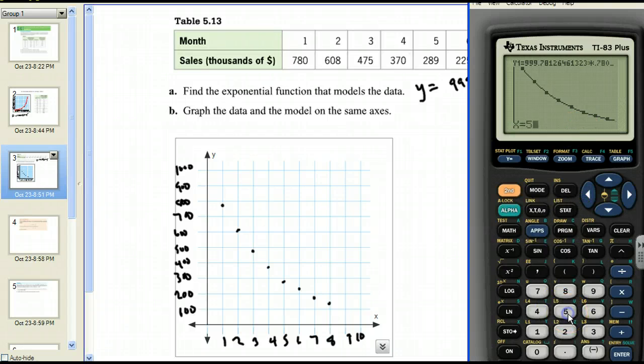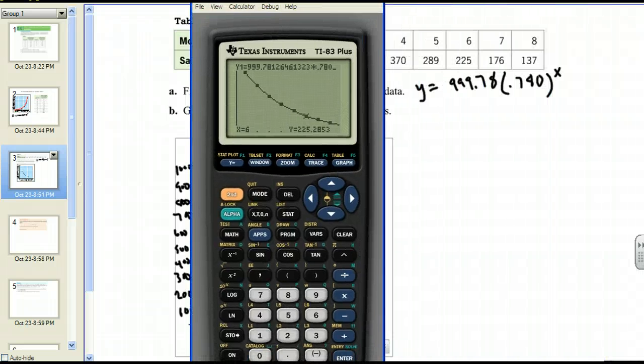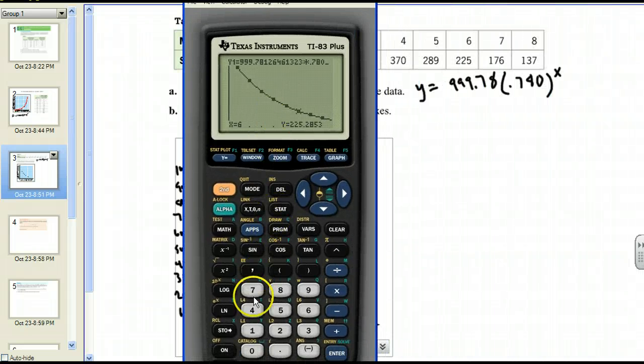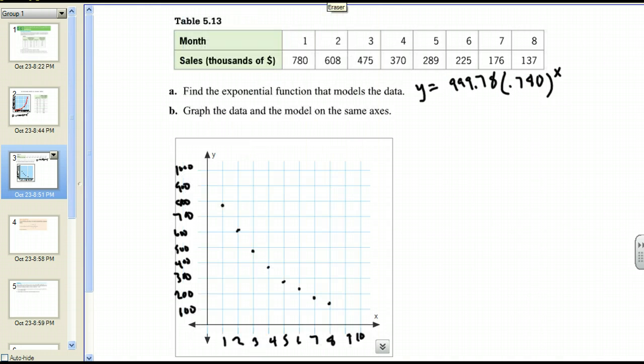370. 5, 288.7, 289. 6, 225.28 versus 225. 7, 175.7, 176, and then 8, 137.09, 137. So it's basically the model. So I'm just going to use a red line here and just basically use the points that I'm already given. Then putting them on there together looks a little something like this.